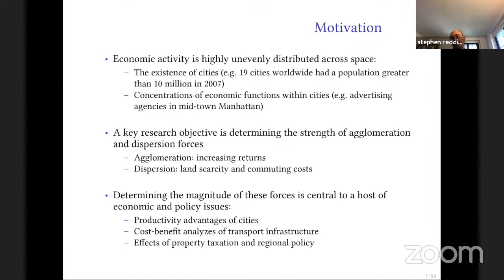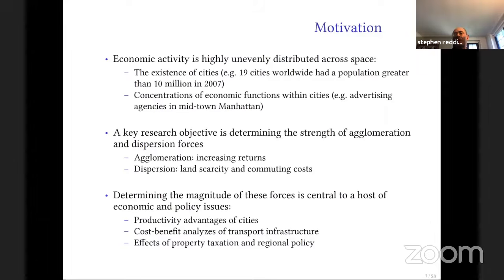So what was the motivation in this paper on Berlin? Well, it was motivated by the big challenge in general in urban economics, which is that when we look at the world around us, we see that economic activity is very unevenly distributed. We see that in the existence of cities. 19 cities worldwide had a population of more than 10 million already by 2007. But we also see it within cities. If you go to New York or London, or other big cities, you'll see that economic functions are often concentrated in particular neighborhoods within cities.